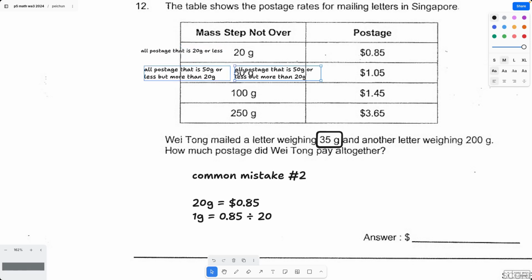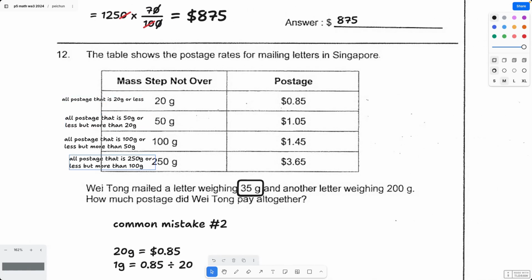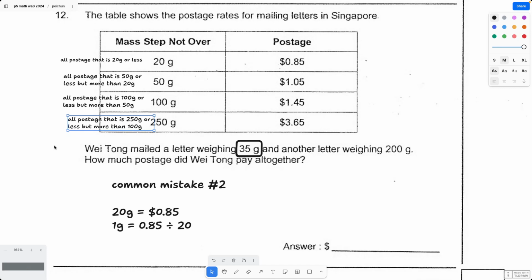So this one is the same. All postage that is 100 grams or less, but more than 50 grams. And then lastly, this one as well. All postage that is 250 grams or less, but more than 100 grams. So this is what all of this means. Mass step not over: 250 or less, but more than 100 grams.